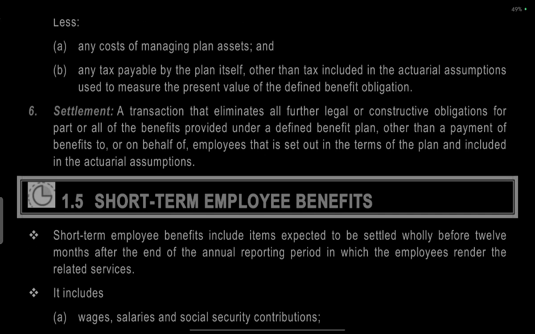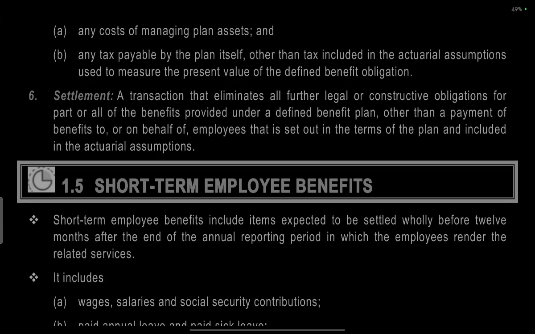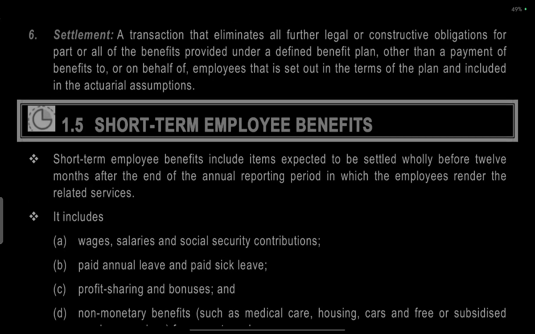Settlement is a transaction that eliminates all further legal or constructive obligation for part or all of the benefits provided under a defined benefit plan, other than the payment of benefits to or on behalf of employees that is set out in the terms of the plan, including actuarial assumptions.